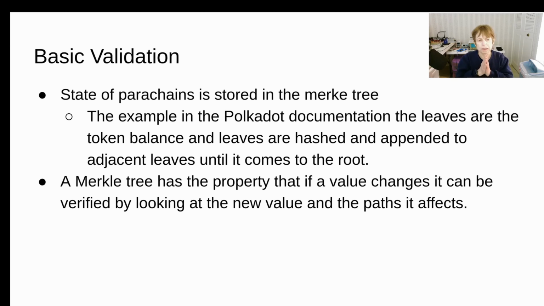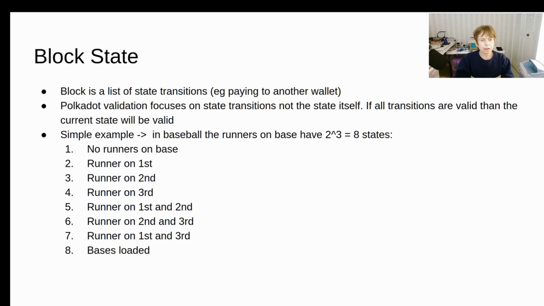Now, the interesting thing about a Merkle tree is the property that if a value changes, it can be verified by looking at the new value and the path it affects. And I suspect we'll see that when we start delving into using an actual instance of a Polkadot blockchain. Now let's talk about block state.